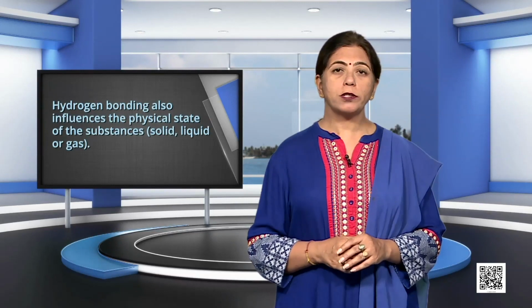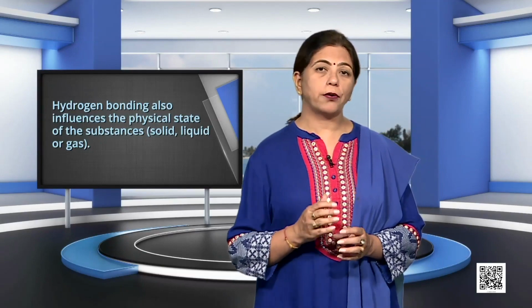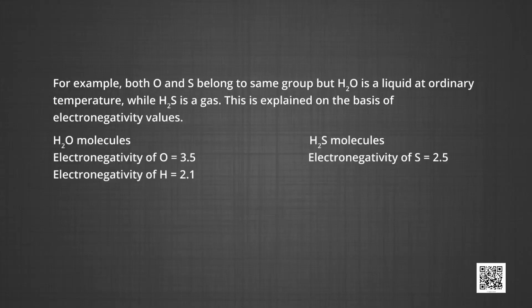Now, the influence on the physical state. Hydrogen bonding also influences the physical state of a substance: solid, liquid or gas. For example, oxygen and sulfur are from the same group, but water is a liquid at ordinary temperature while H2S is a gas. This is explained on the basis of electronegativity values. In water and H2S molecules, the electronegativity of oxygen is 3.5, whereas the electronegativity of sulfur is 2.5. The electronegativity of hydrogen is 2.1.